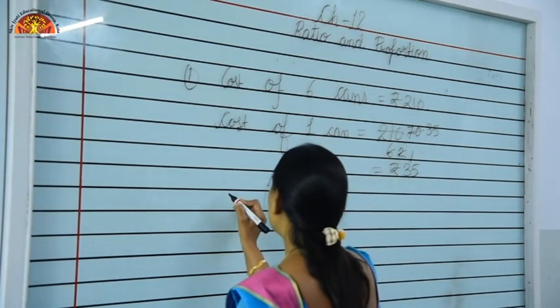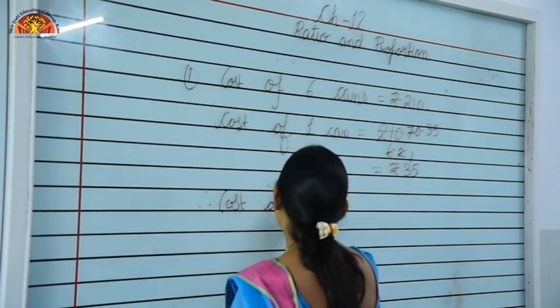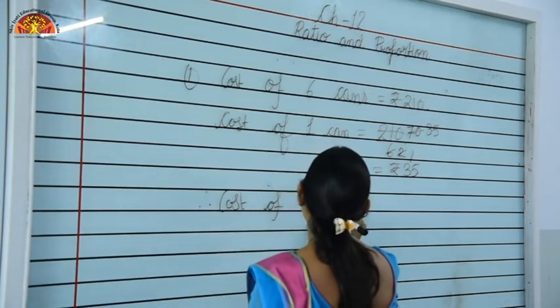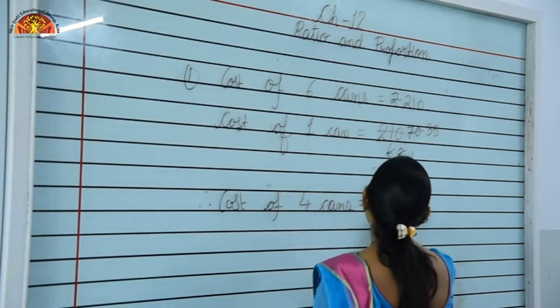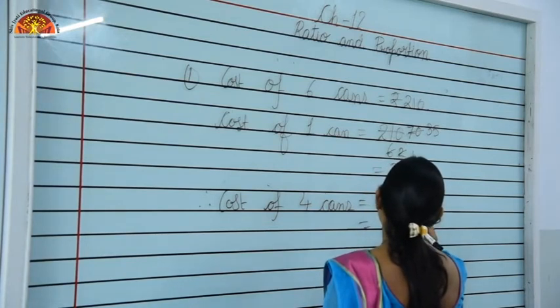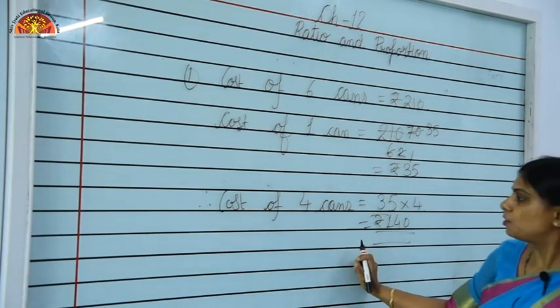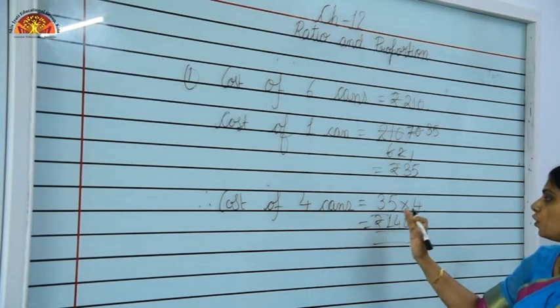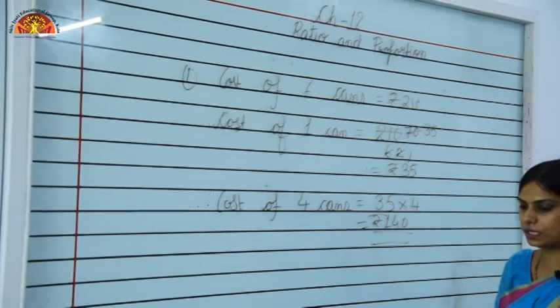So cost of 4 cans is equals to 35 into 4. So which is equals to ₹140. So cost of 4 cans is equals to ₹140.